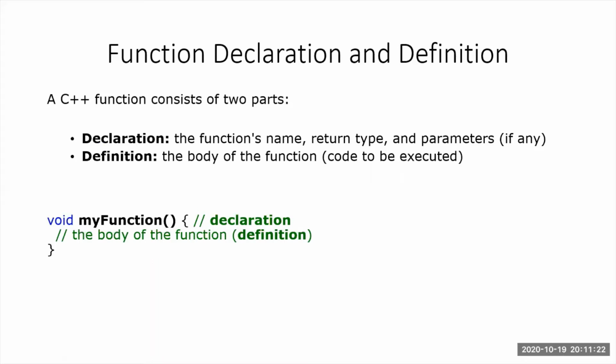So in C++, a function consists of 2 parts: the declaration, which is the function's name, the return type, and the parameters, if you have any parameters, okay? You might not want to include parameters, but oftentimes you do include parameters, also known as arguments, okay? And what that means is you pass them between these opening and closing parentheses. And that would be the declaration of the function.